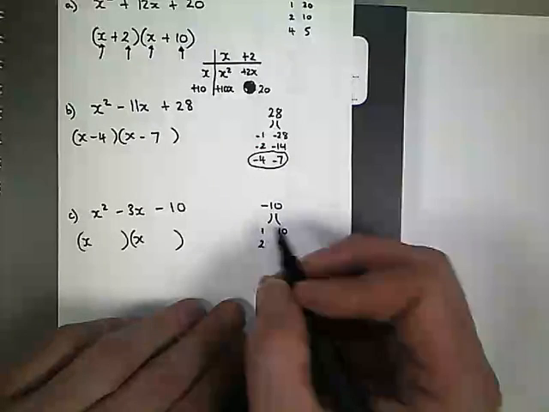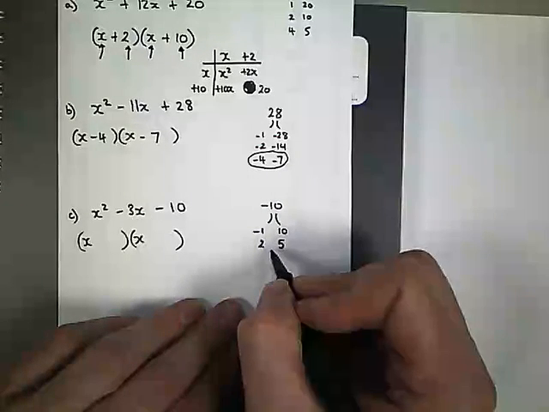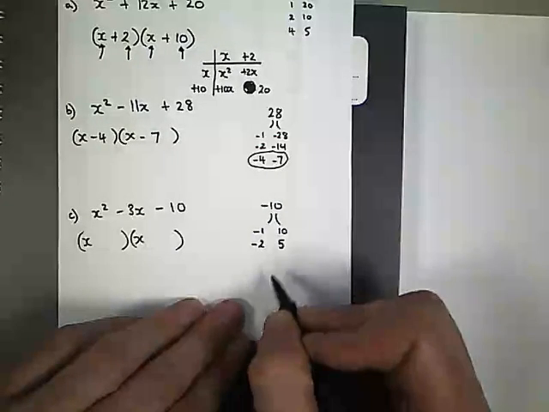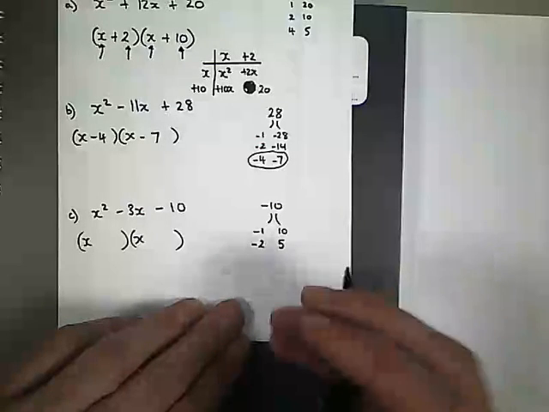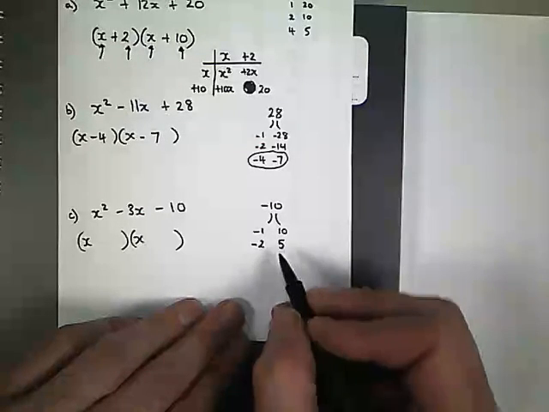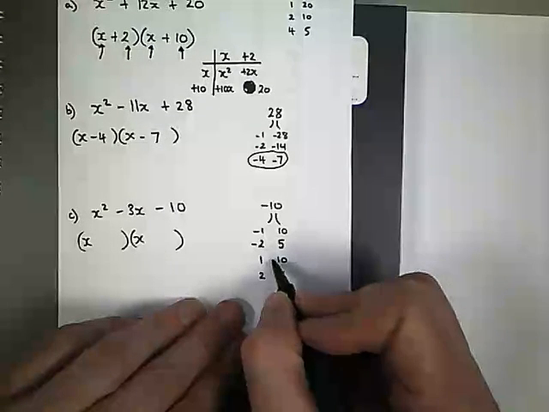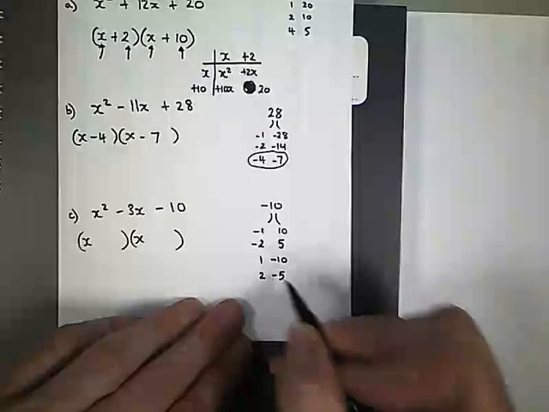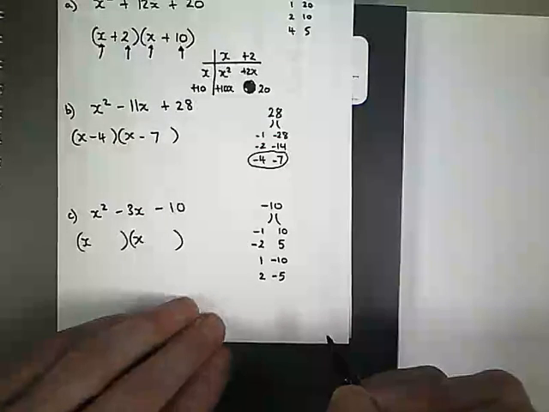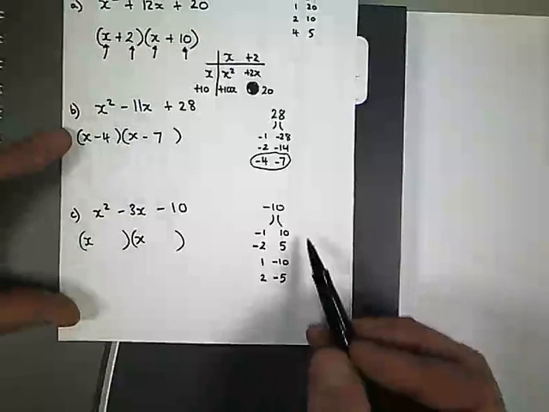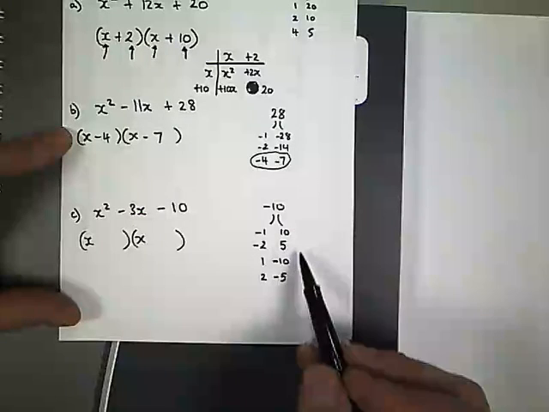So I could have a minus 1 and a positive 10. I could have a minus 2 and a positive 5. But I could have it the other way round as well: 1 and 10, 2 and 5. I could have it where the minus is in front of the 10 and the minus is in front of the 5. So what I do now is I take these pairs of numbers. I've got 1, 2, 3, 4 pairs.